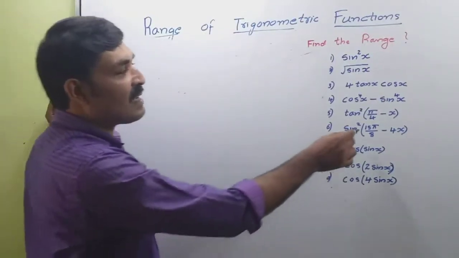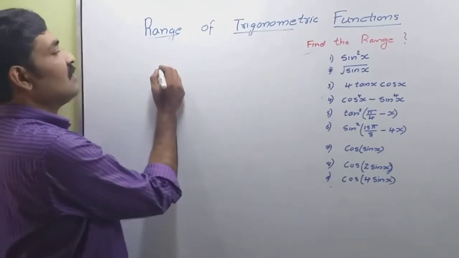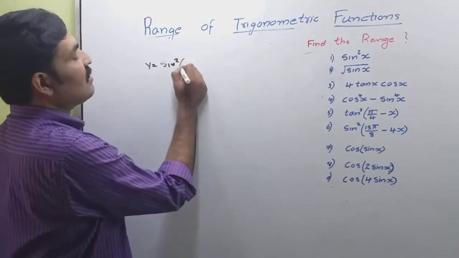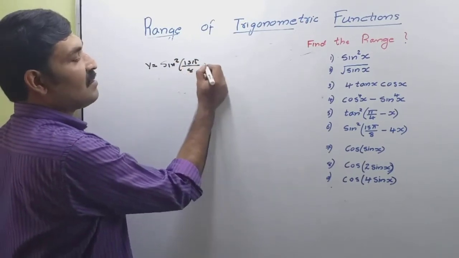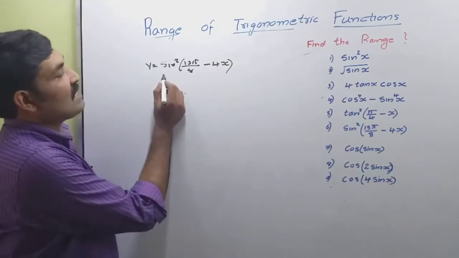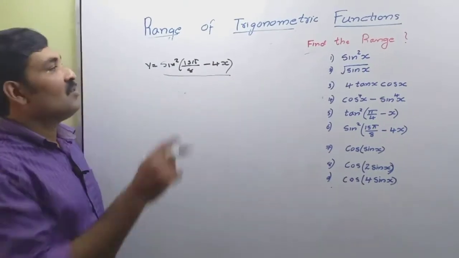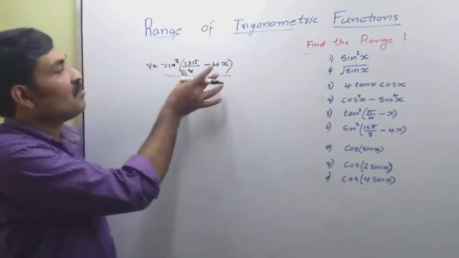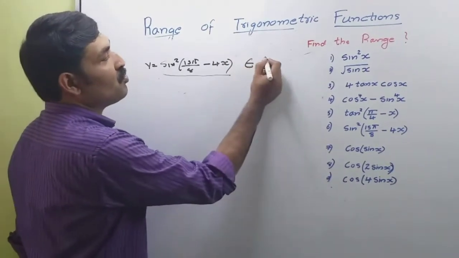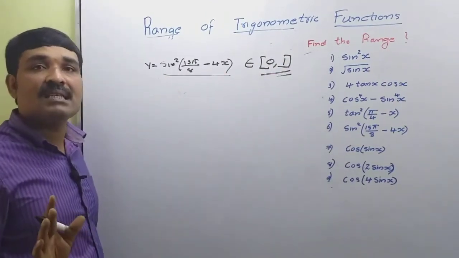Our sixth question is y = sin²(15π/8 − 4x). We know that the value of sine of this argument lies between −1 and 1. So the value of sin² of this argument lies between 0 and 1, that is, the closed interval [0, 1], since the square of a function is always non-negative.